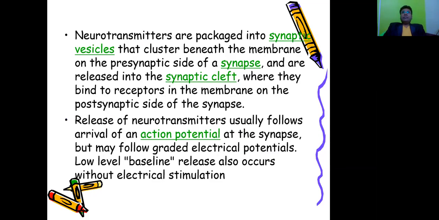Neurotransmitters are packaged in synaptic vesicles that cluster beneath the membrane on the presynaptic side of the synapse and are released into the synaptic cleft where they bind to the receptors in the membrane on the postsynaptic side of the synapse. Release of neurotransmitters usually follows arrival of an action potential at the synapse, but may follow graded electrical potentials. That is, low-level baseline release also occurs without electrical stimulation.